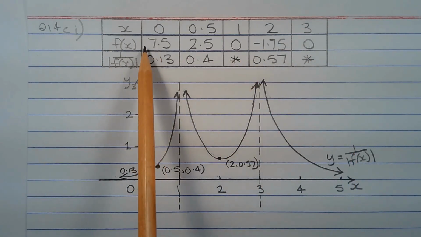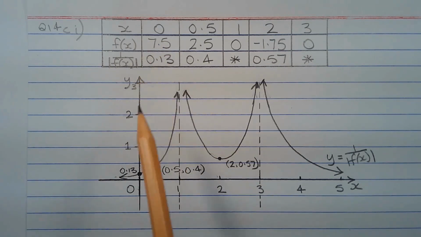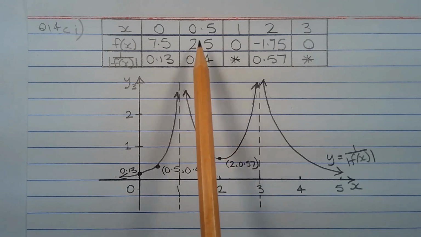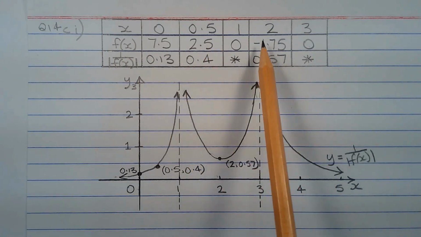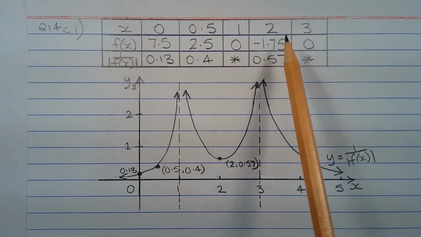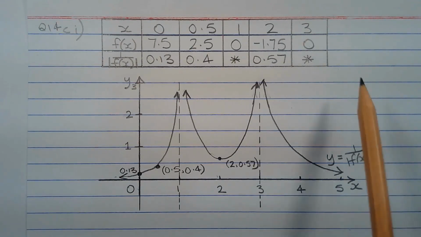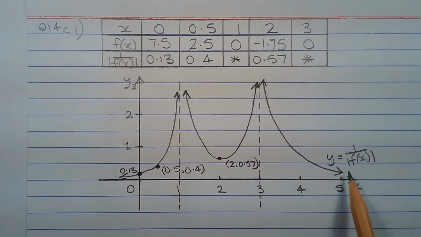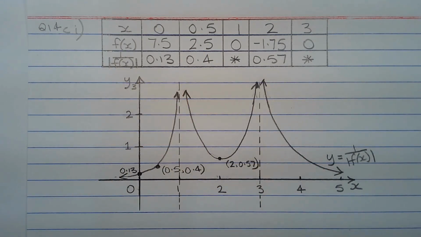The absolute value of 7.5 is 7.5 and its reciprocal is 0.13. The absolute value of 2.5 is 2.5 and its reciprocal is 0.4. The absolute value of -1.75 is positive 1.75 and its reciprocal is 0.57. Here is a sketch of the graph of y = 1/|f(x)|, showing the 3 points that we found in our table of values and the 2 vertical asymptotes.